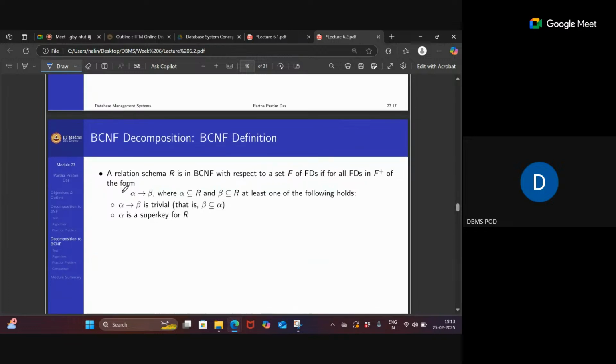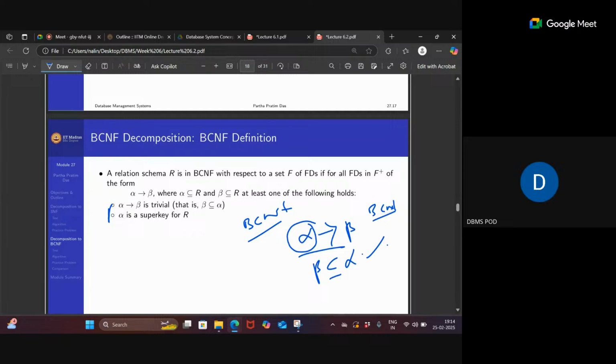A relation schema R is in BCNF with respect to a set F of FDs if for all FDs in F plus of the form alpha determines beta, where alpha is a subset of R and beta is a subset of R, at least one of the following holds. If at least one of the following conditions holds, we can say the relation is in BCNF. Beta can be a subset of or equal to alpha, which is a trivial functional dependency. Then this will be in BCNF.